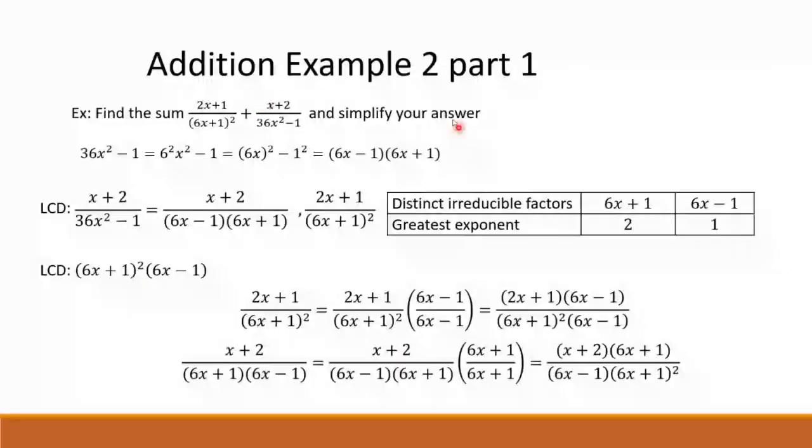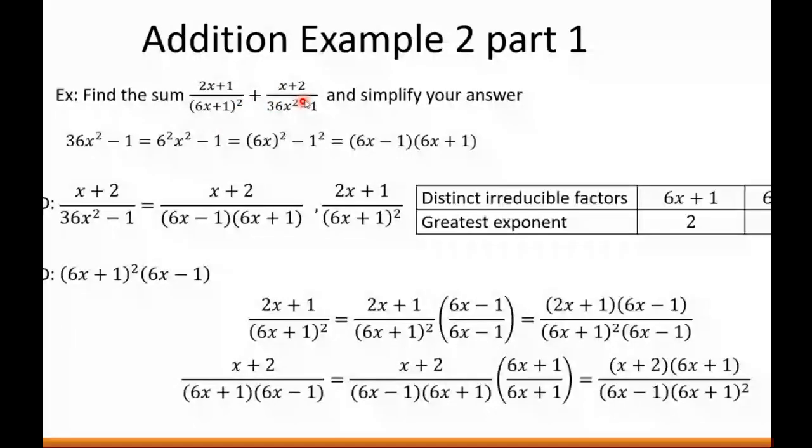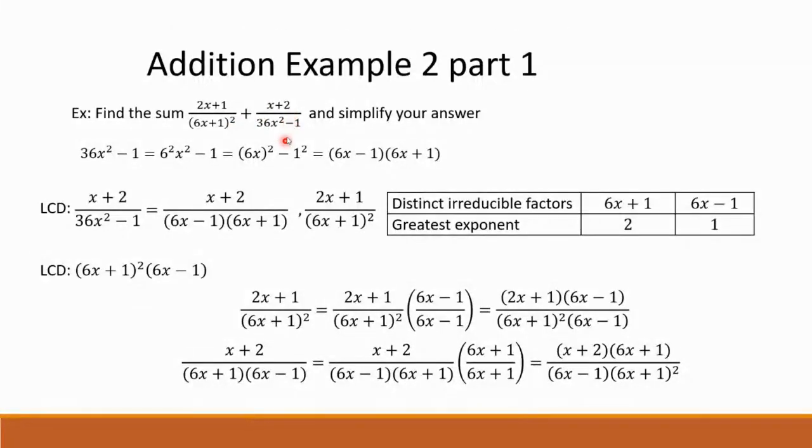Okay, let's do another one then. So we have this one now. Okay, now notice we have to, so again, we have to check the denominators because these are not the same. Well, 36x squared minus 1, that is a difference of 2 squares.